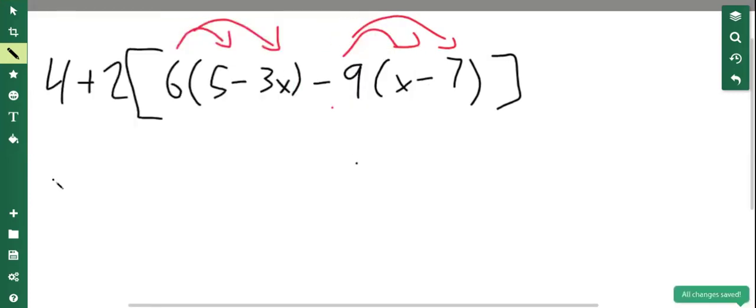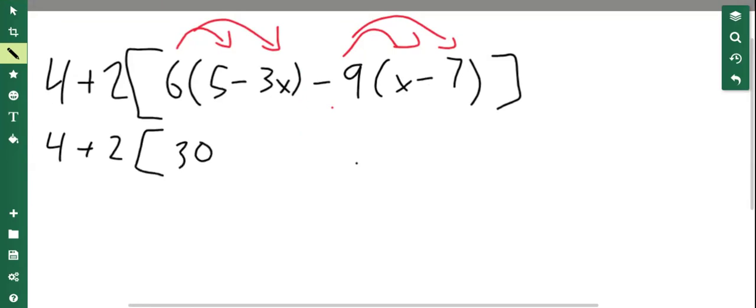Well, 6 times 5 is 30. So I'm going to rewrite everything down. It's going to be 4 plus 2 brackets. It's going to be 30. What is 6 times negative 3? Well, that's negative 18, right?